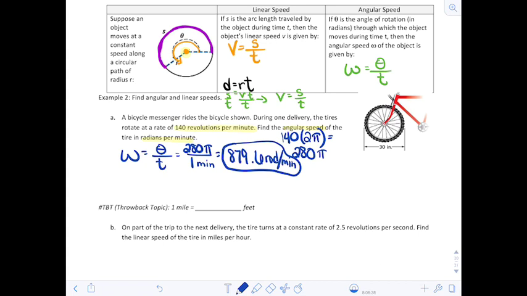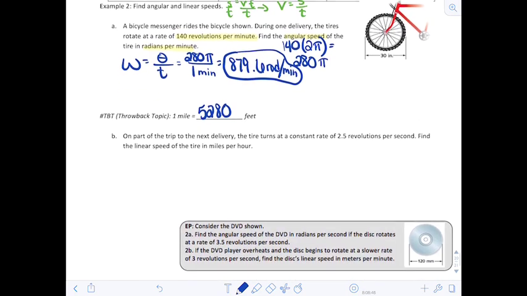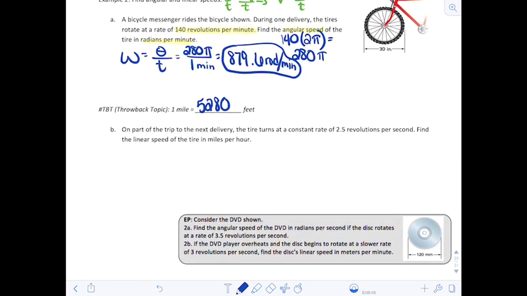Okay, for part B, we need a little piece of information. In 1 mile, if you're not sure, there are 5,280 feet, and that's going to help with some of the conversions on the next example. So same bike tire, 30 inches in diameter. It says on part of the trip to the next delivery, the tire turns at a constant rate of 2.5 revolutions for every 1 second. Find the linear speed of the tire, but in miles per hour.